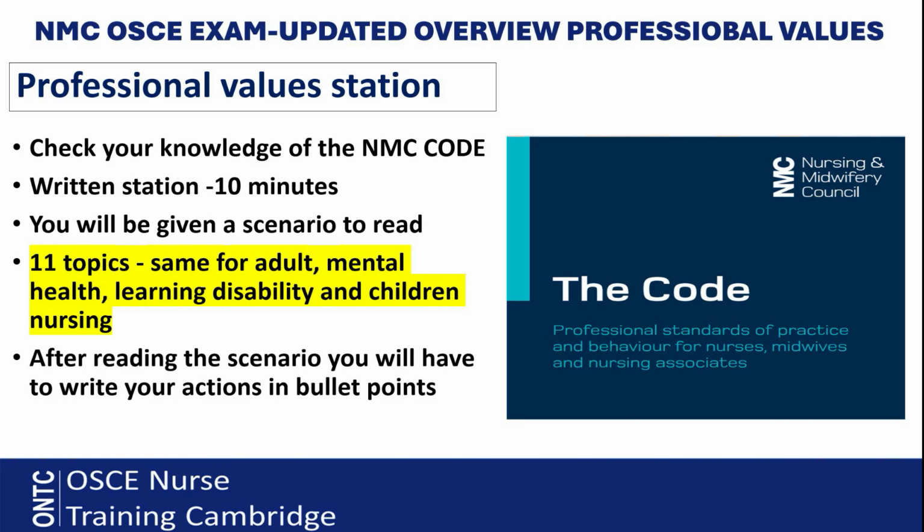It's a 10-minute station. You will be given a scenario to read. There are 11 topics, and they are the same for adult, mental health, learning disability and children nursing, any of these four fields. You will be given one topic out of the 11. After reading the scenario, you will have to write your actions, meaning what you will do in that case, as bullet points, and they become your answers. That's how the professional value station works in your exam, checking your knowledge of professional behaviors.